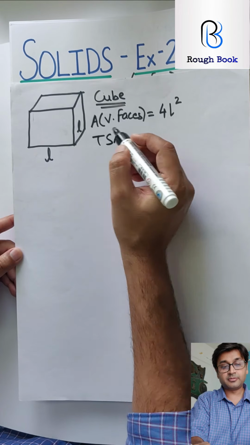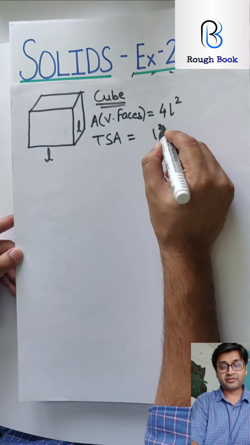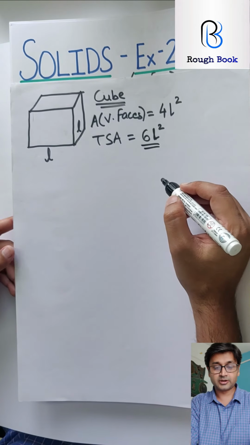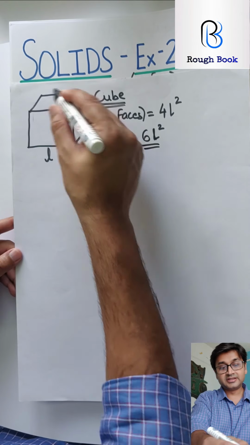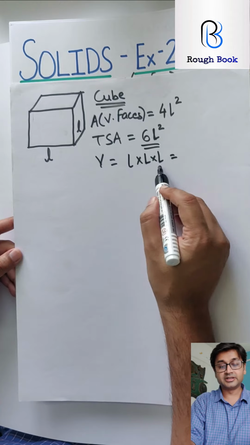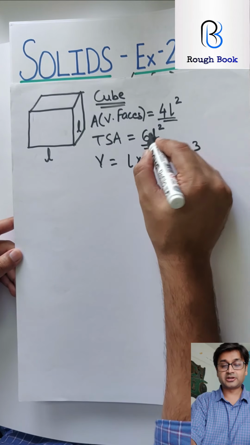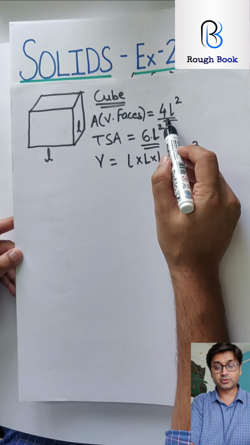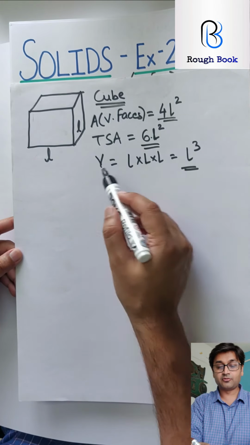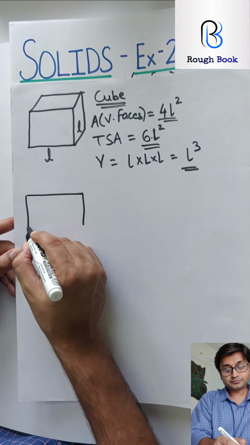Total surface area will be all six faces, whether vertical or horizontal. One face is L square, so six faces will become 6L square. And volume is the inside space available, that is length into breadth into height, but in this case all three are L, therefore L cube. So you are expected to know these three formulae: 4L square for vertical faces, 6L square for total surface area, and volume is L cube.